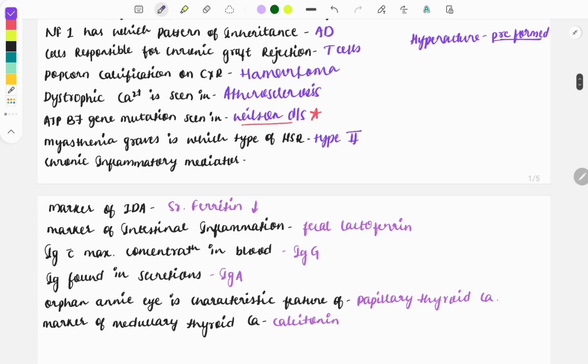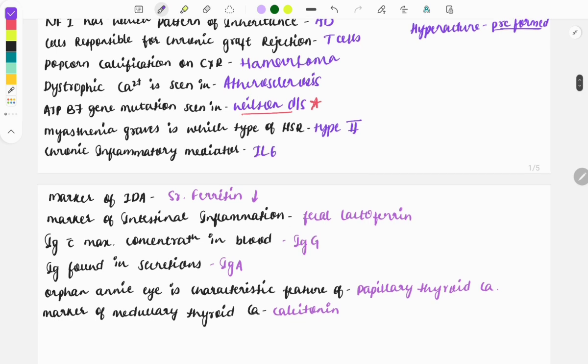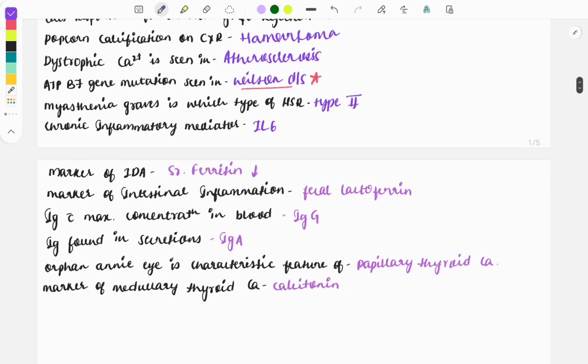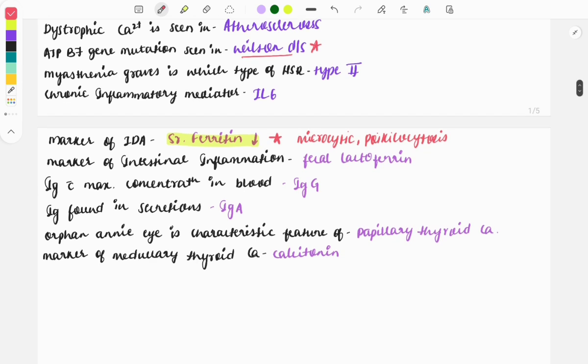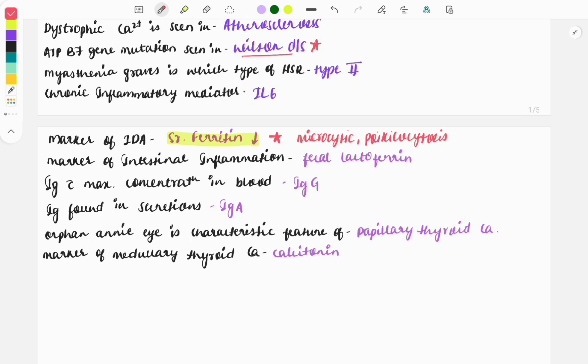Chronic inflammatory mediator, it is the interleukin 6. So this chemical mediator acts as a marker for the chronic inflammation. Then marker of the iron deficiency anemia, and it is the serum ferritin. And the marker of the iron deficiency anemia, it is a very important point. And other points related to this, the microcytic anemia, poikilocytosis. So these are certain other findings which you can find in the iron deficiency anemia. Okay, then a marker of the intestinal inflammation, it is the fecal lactoferrin.